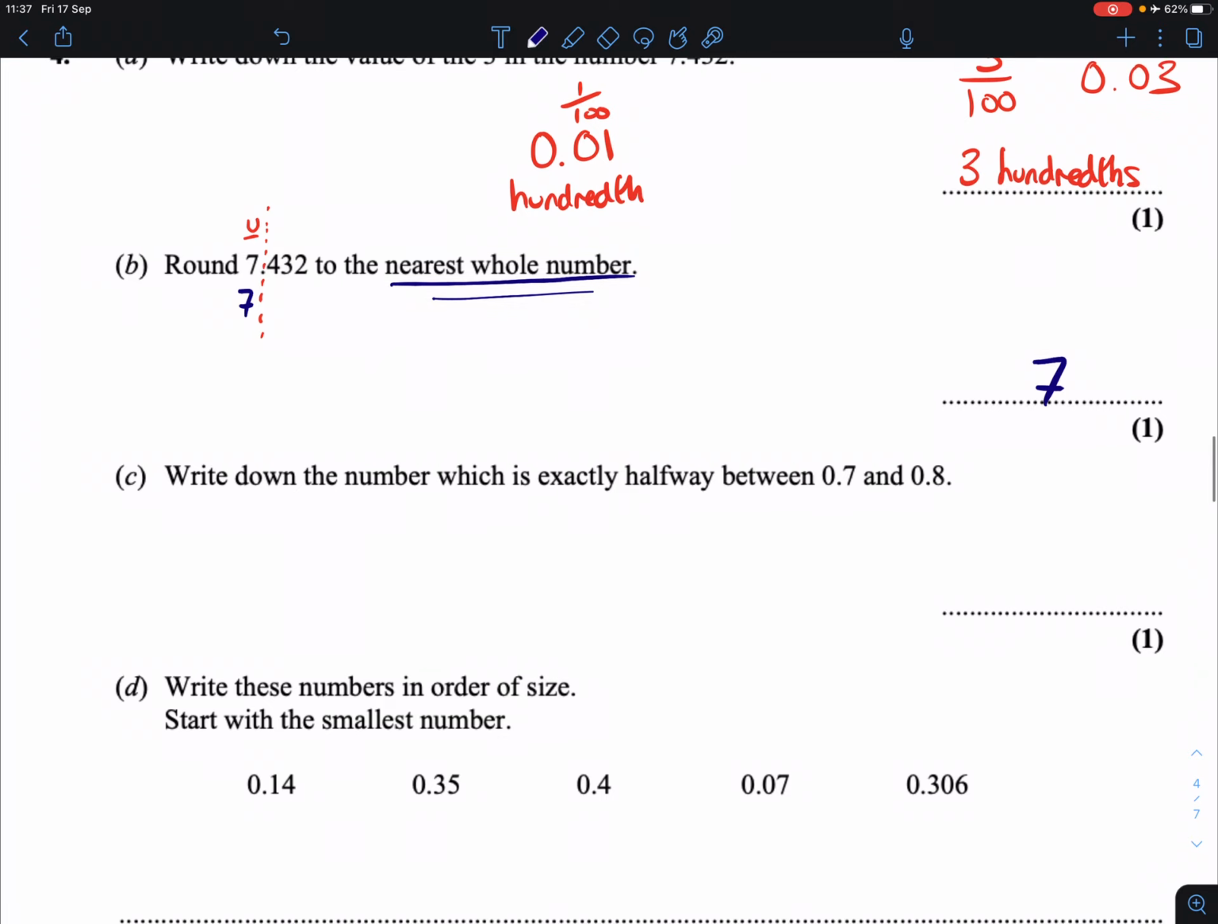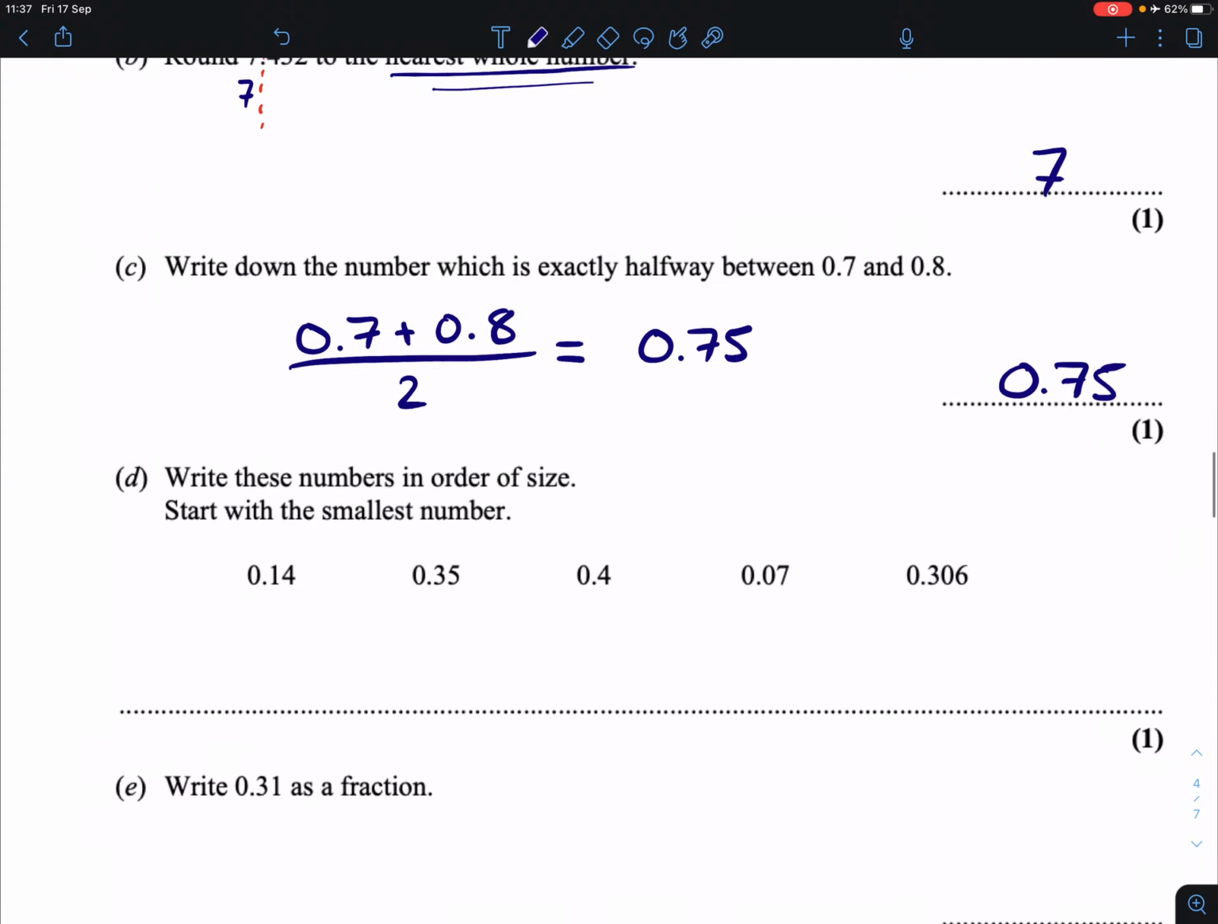Part C, write down the number which is exactly halfway between 0.7 and 0.8. Well, if you want to know what's halfway between two numbers, you find the average, you find the mean of them. You add them together, divide by 2, and we will end up with 0.75 is our answer.